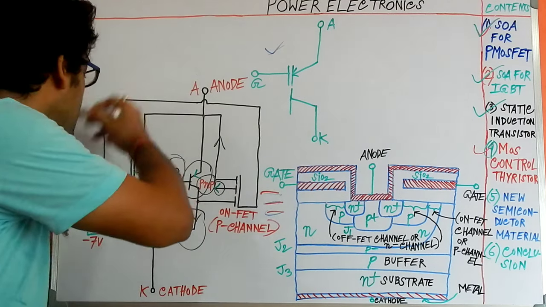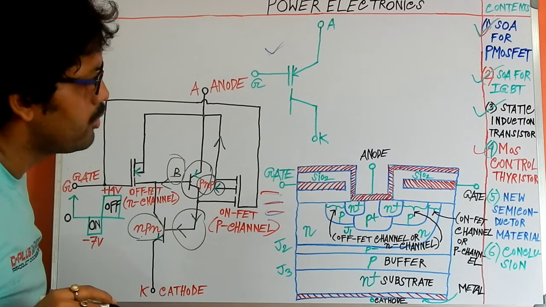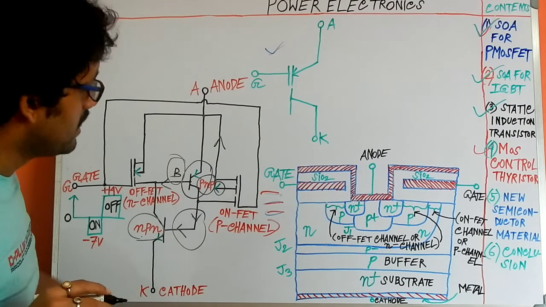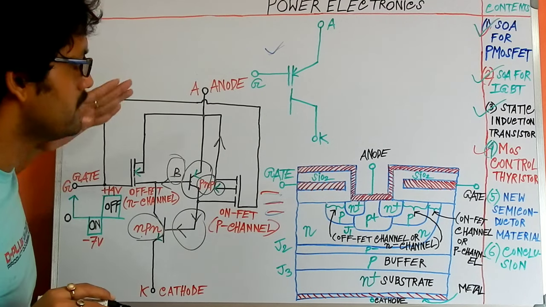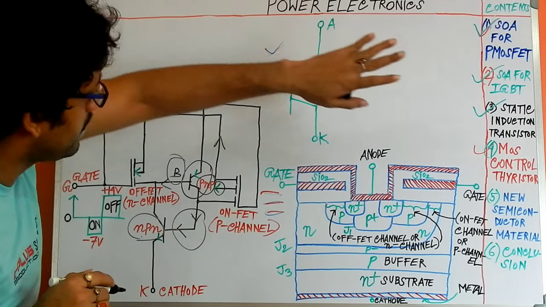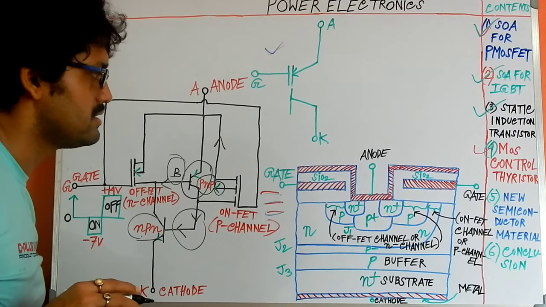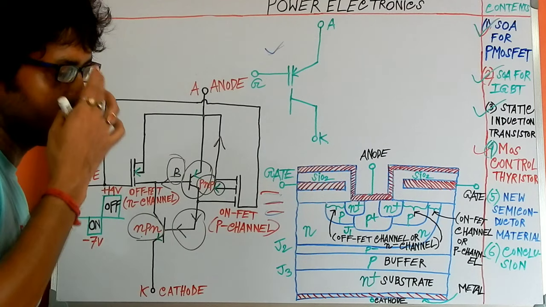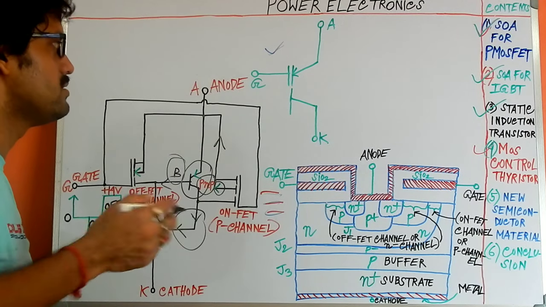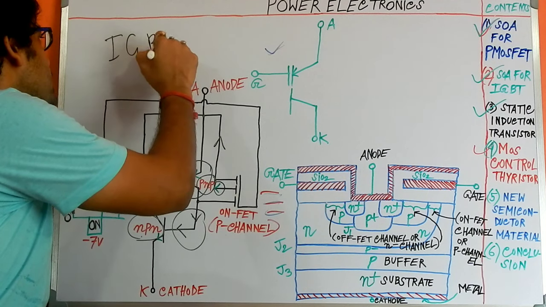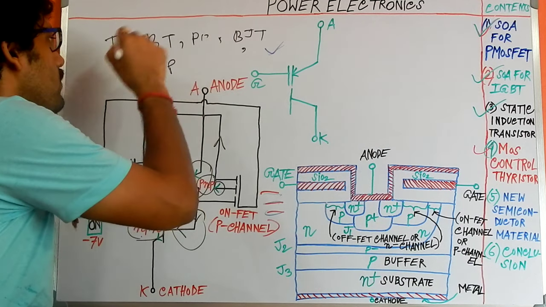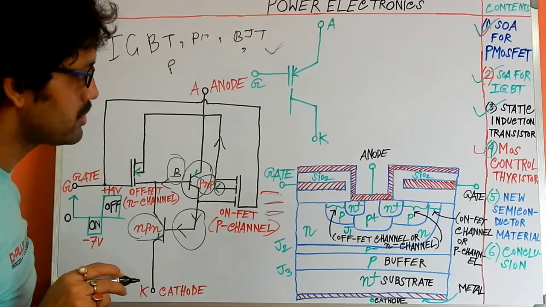So this is the total explanation of the overall MOS controlled thyristor operation. And lastly, as I told you some minutes ago, these devices are very, very versatile, and when this type of device was invented, every engineer thought that all the operations of IGBT, power MOSFET, BJT and power diodes would be replaced by this one device, the MOS-controlled thyristor.